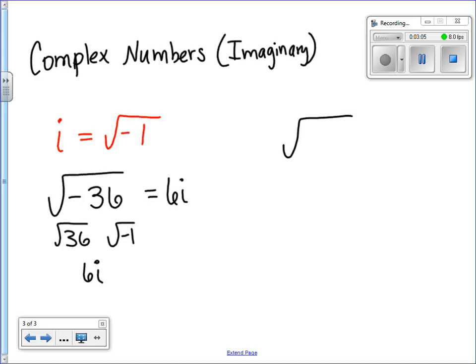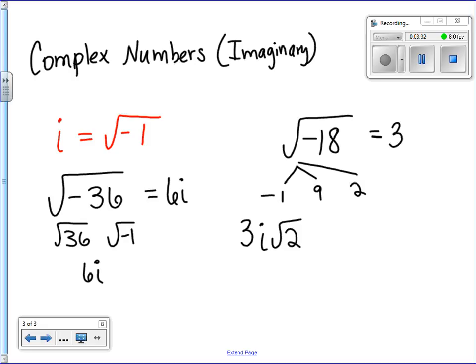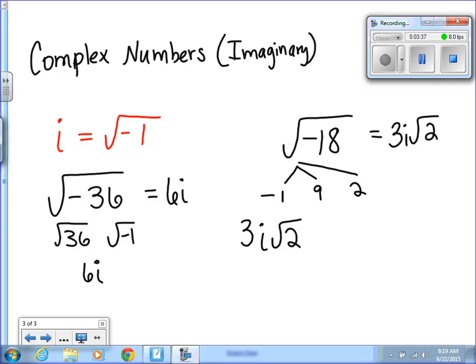And you can even simplify, like if you have the square root of -18. Well, 18 doesn't have a square root, but I can break this down to -1, 9, and 2. That has a square root, right? What's the square root of -1? i. What's the square root of 9? 3. Does 2 have a square root? No. So it has to stay inside. So the square root of -18 is 3i square root of 2.